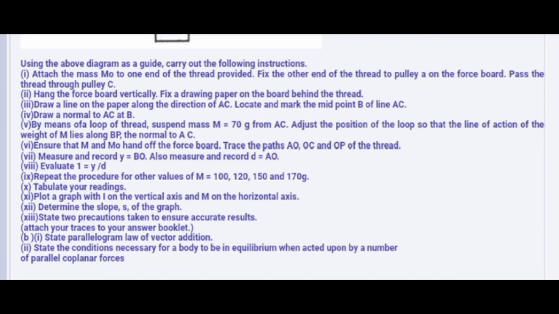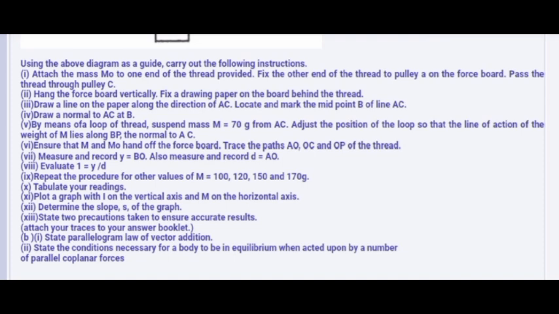So you hang the first board vertically. You can hang it with your retort stand and you fix a paper on it, just like I've said. The paper is always fixed behind the thread so that it will carry the information of what you have done by tracing it out. So you draw a line on the paper along direction AC. That is the broken line you can see in that diagram.